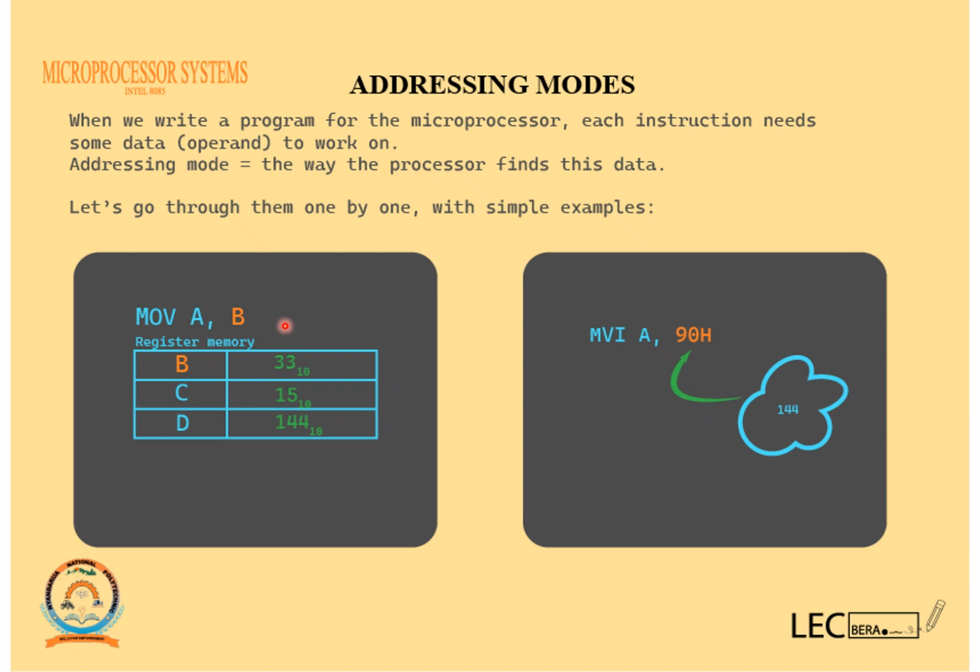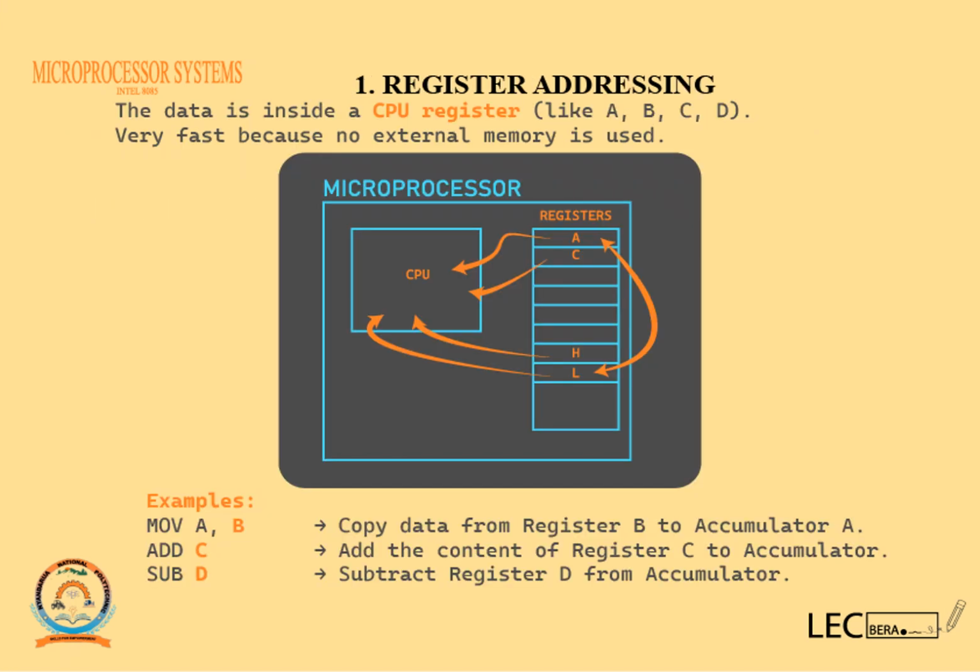So these are just a few examples of how the microprocessor, when executing an instruction, is going to work on the operand. And I've said the operand can either be inside the memory, inside the instruction, the register, or inside your mind. So we are going to look at these different addressing modes one by one with some examples.